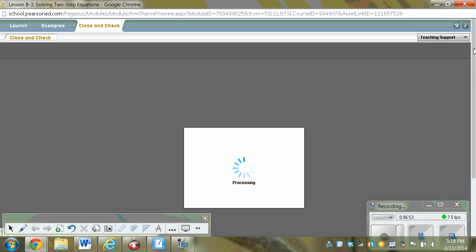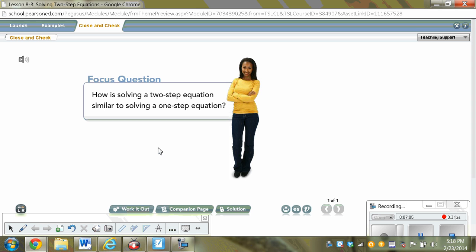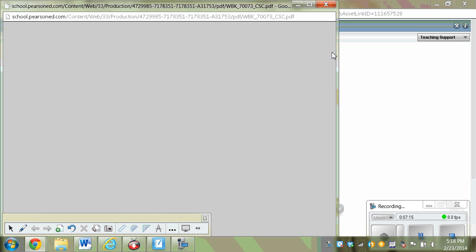Okay. So, ladies and gentlemen, I'll close and check. How is this similar to solving a one-step equation? Oh, we've kind of had something compared to this before. So I'm going to have you pull out your companion page, answer your companion page, and please ignore my dogs for a second. And then you're going to pause as you need to if you're not actually using your booklet, so that you can get all the information.